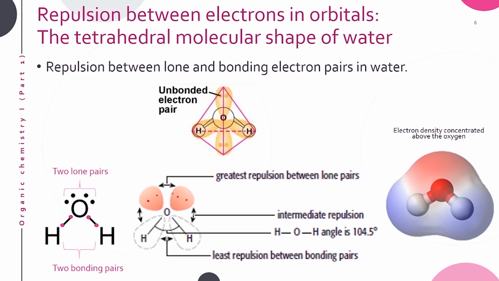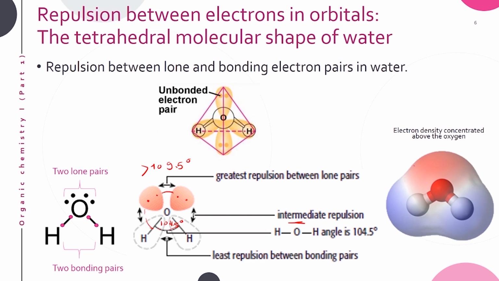The 2 lone pairs, non-bonding pairs, exhibit the maximum repulsion with the largest bond angle, larger than 109.5, leaving the 2 bonding pairs with an angle smaller than 109.5. Actually, it is about 104.5. The angle between each lone pair and bonding pair is intermediate, with intermediate repulsion.